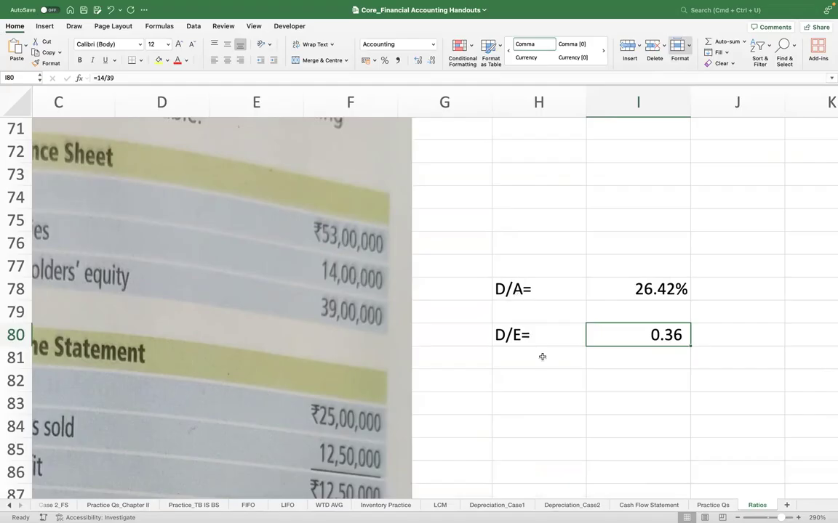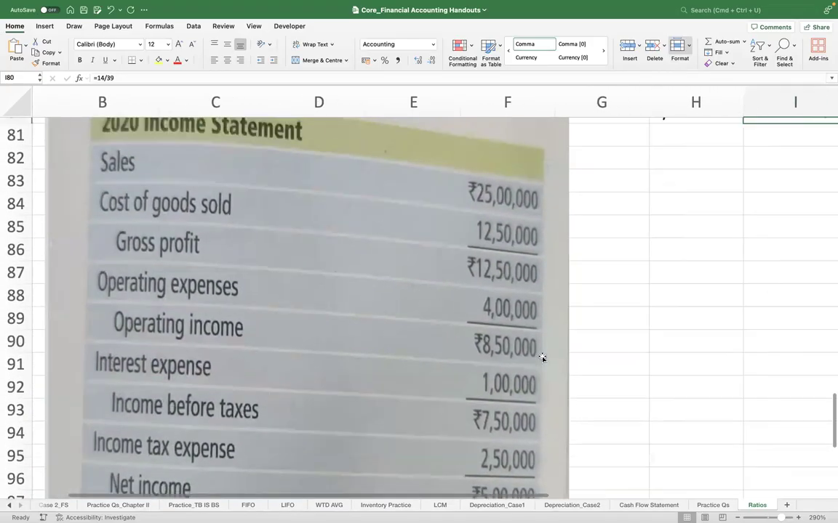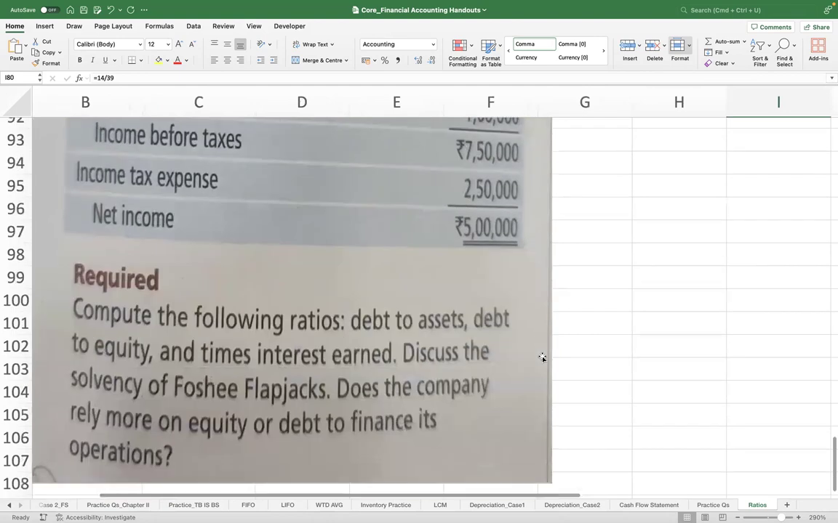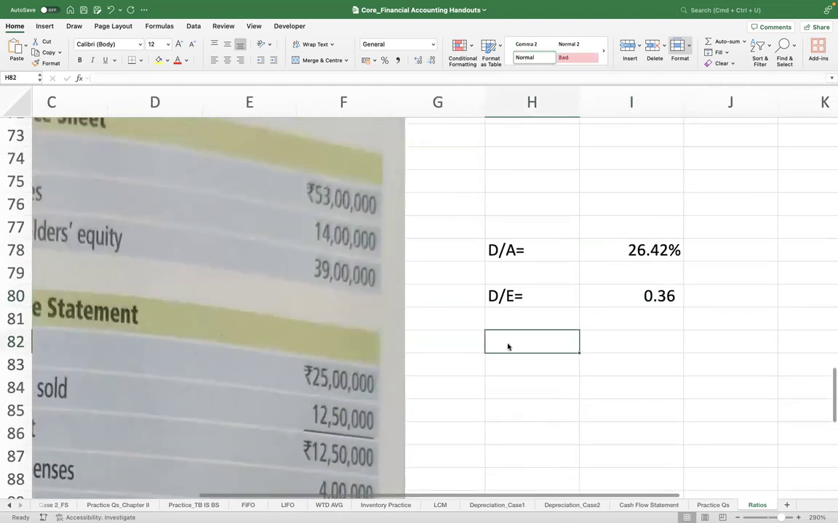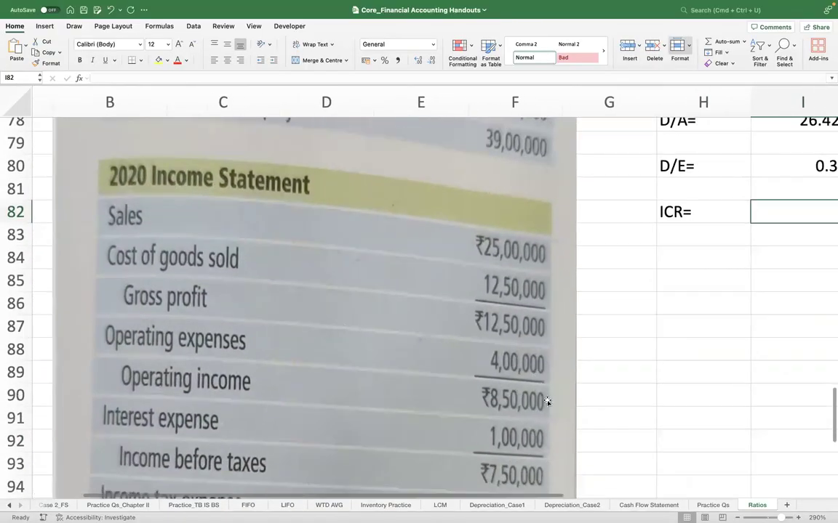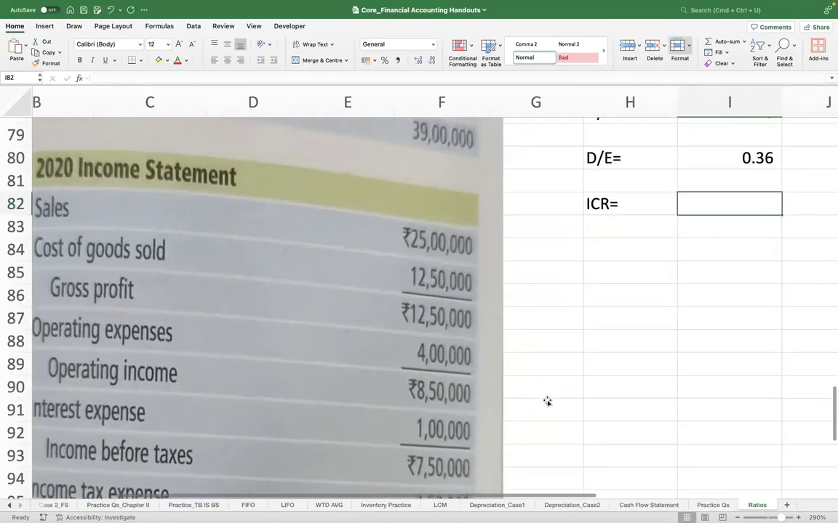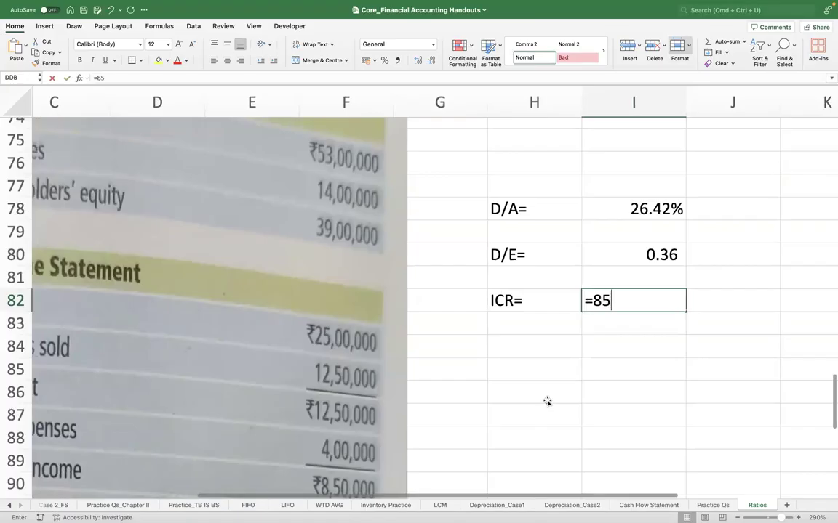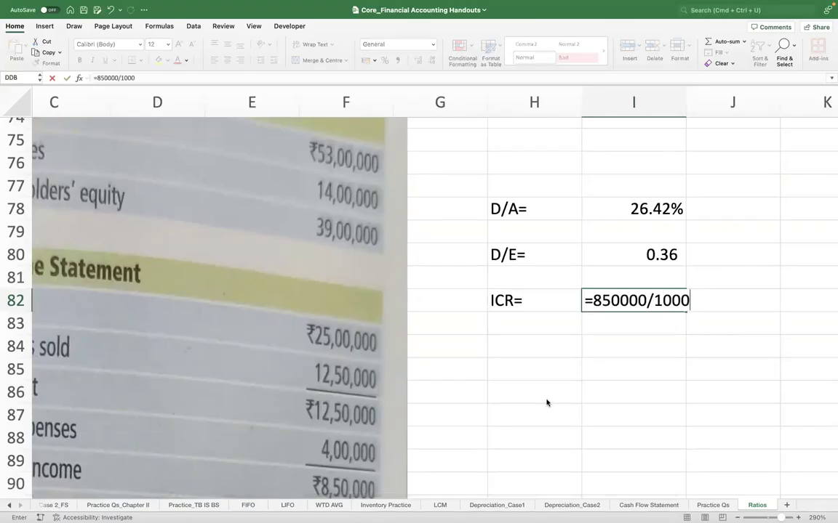और क्या पूछा आपको यहाँ पे? Times interest earned is nothing but ICR, interest coverage ratio. वो कितना होगा? EBIT by I. So that is 8,50,000 by 1 lakh, which is 8.5. So this is brilliant. 8.5 interest coverage ratio, बहुत अच्छा है.